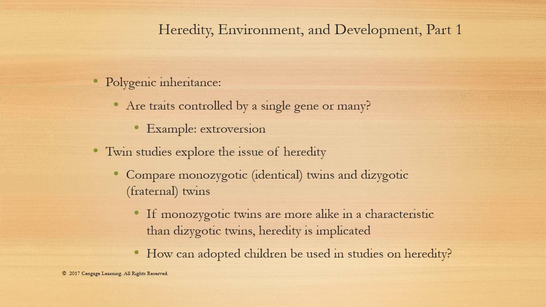So now that we understand genes and genetic coding and that blueprint, now we're going to understand how the environment and development influences those genes and heredity. So we're going to talk about twin studies, and we're going to talk about polygenic inheritance. So we're going to ask the question, are traits controlled by a single gene or many? So the example is extroversion. So are you an extrovert or an introvert? So are you outgoing or are you extremely shy?